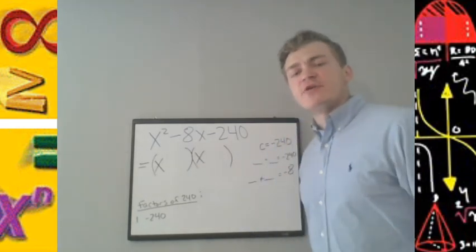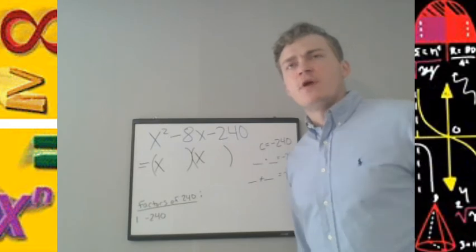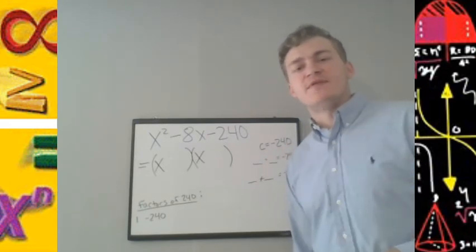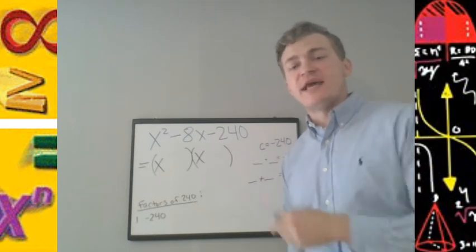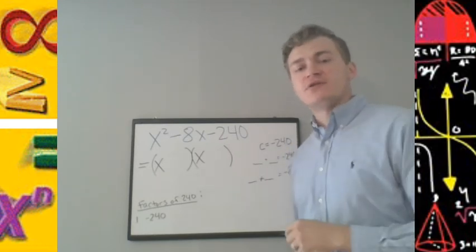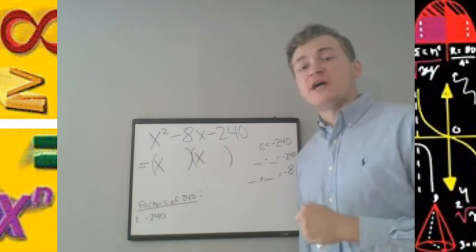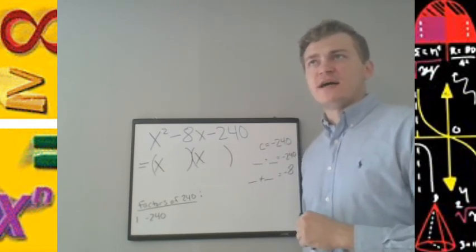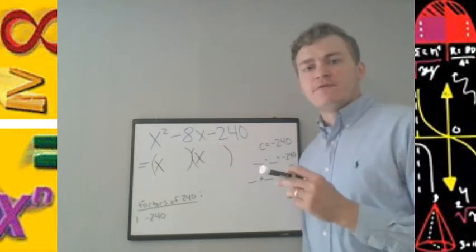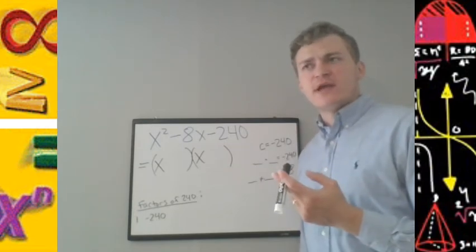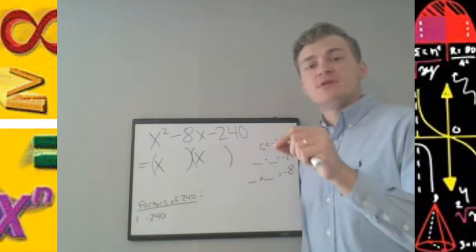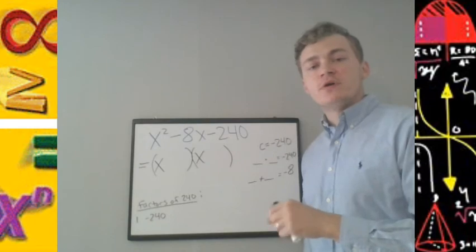So let's think about some other numbers that multiply to give us 240. Well, 2 and 120, but that in no way combines to give us negative 8. 3 times 80, nowhere near close to combining to get negative 8. 4 times 60. What else do we have? 5 times 48. 6 times 40. 10 times 24. Let's start there.